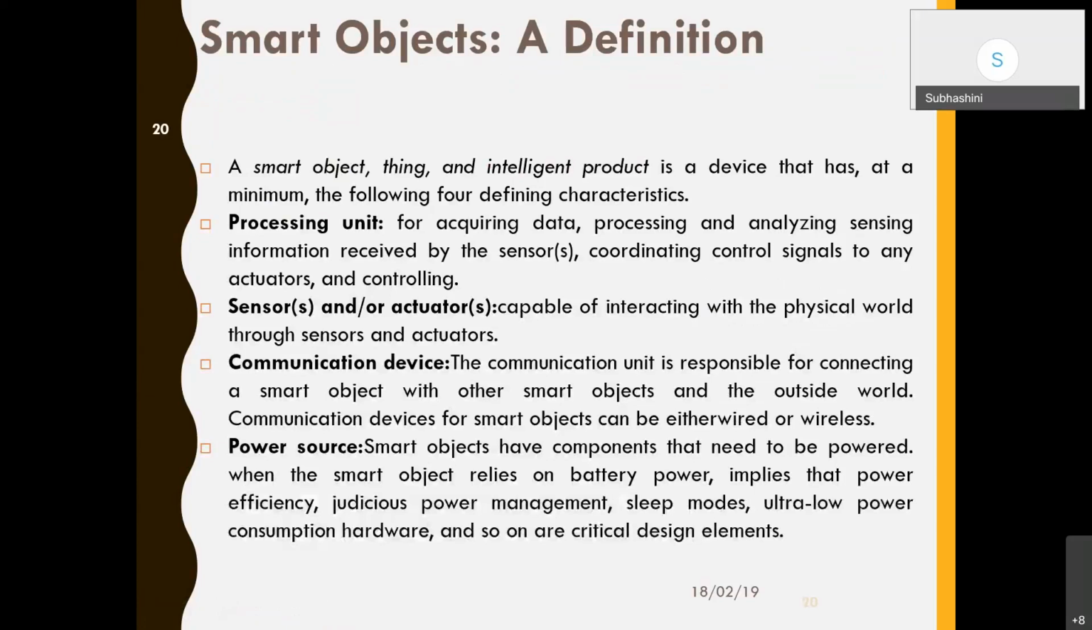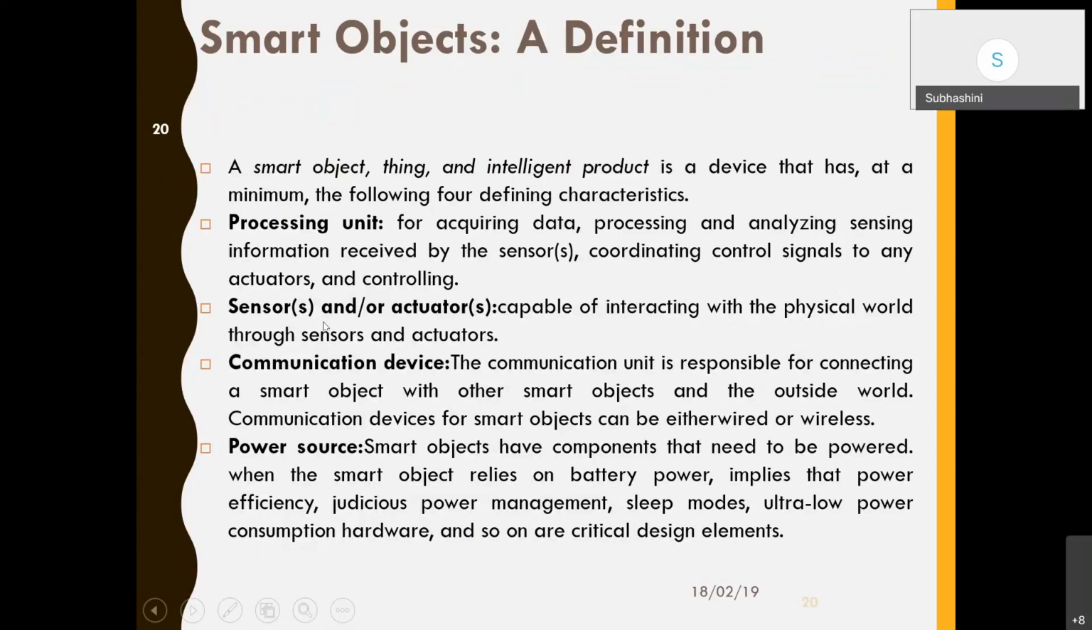Now, moving on to the next component. In IoT, a thing is said to be smart, correct? So, when is an object said to be smart? A physical object, when is it said to be smart? A physical object is said to be smart when it has these four components. Please observe, it should have these four characteristics.